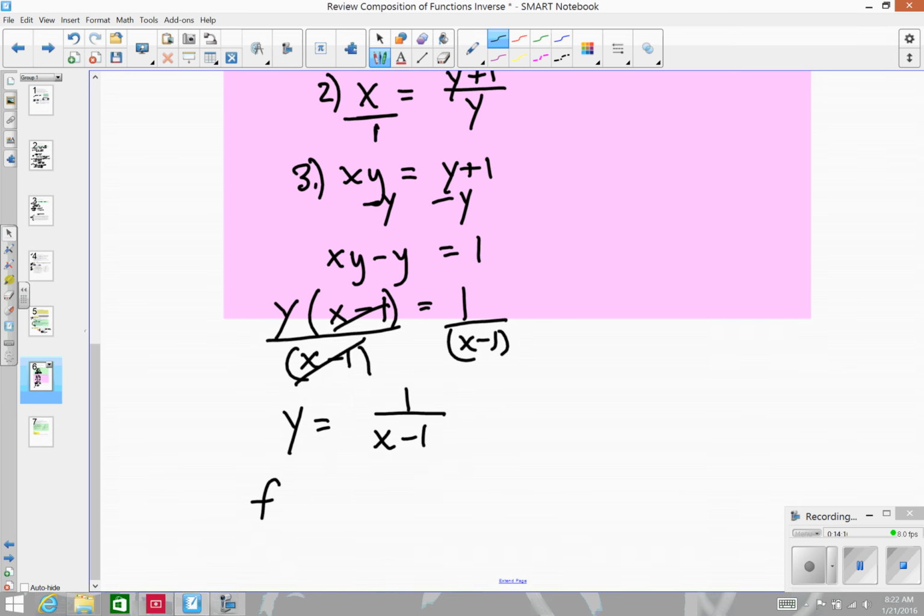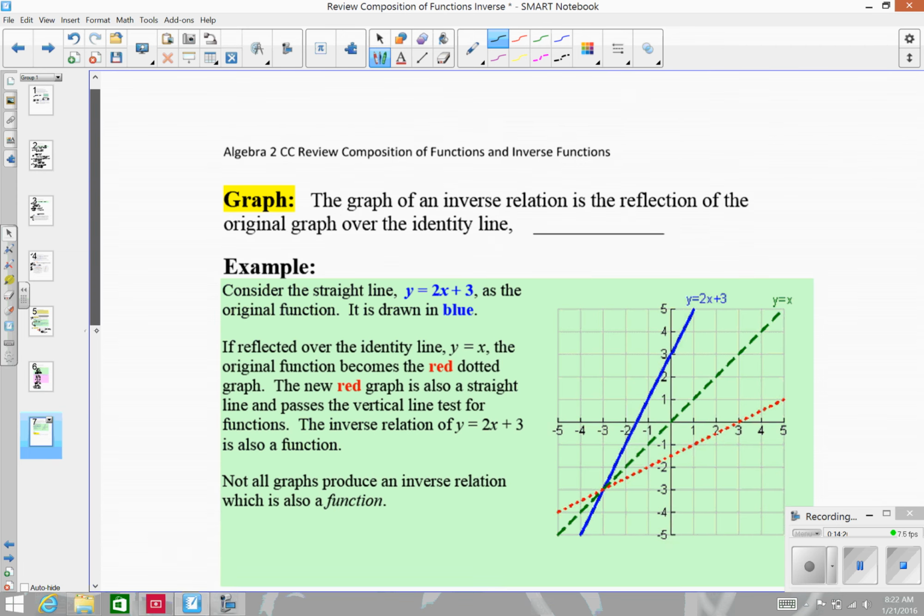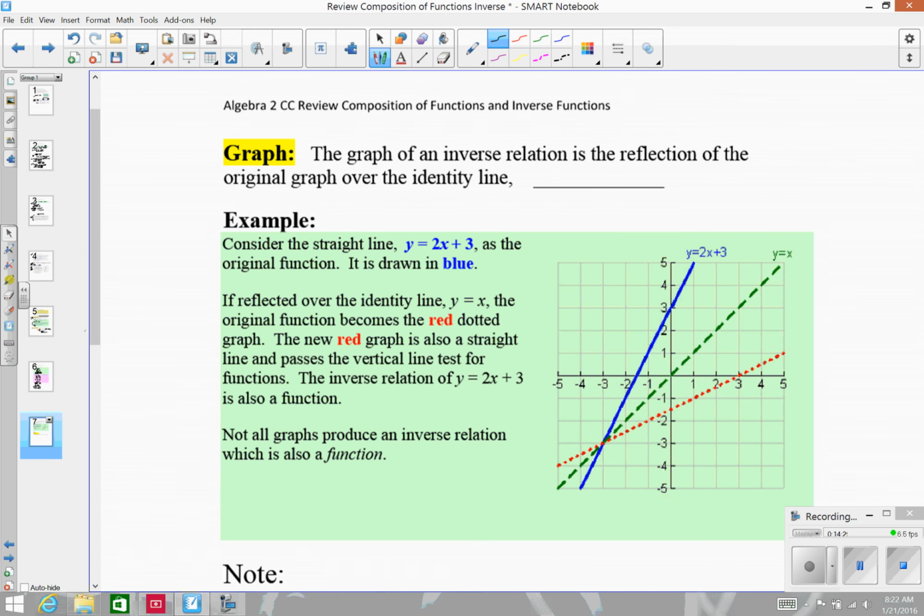Replace my y with the inverse function notation. And there I have the inverse. All right, so last thing we need to make sure we understand is what these inverses look like if we graph them. So if we graph an inverse relation, we take our original graph and we reflect it over the identity line. That's the line with the equation y equals x.